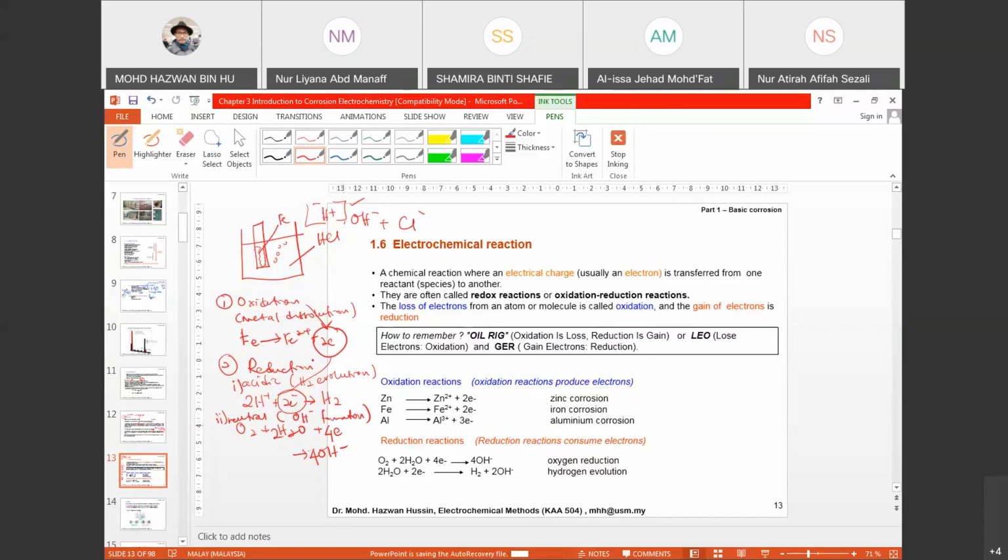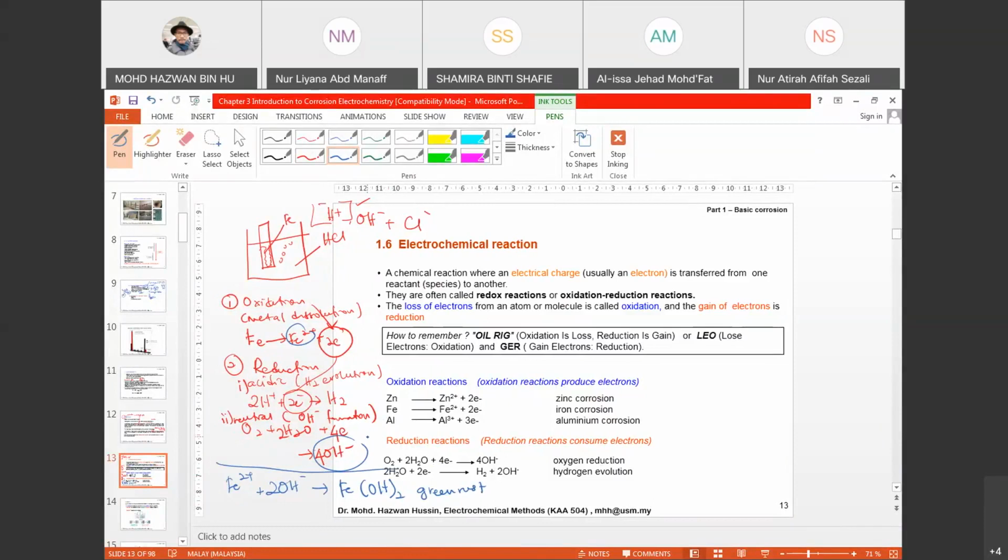Right. So later on, when you have Fe2+ produced and OH- produced, these will react together to form the first product of corrosion, ferrous hydroxide. This ferrous hydroxide is known as green rust, the first corrosion product.